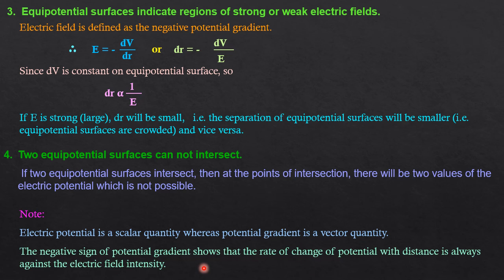So electric potential is a scalar quantity, whereas potential gradient is a vector quantity. So the negative sign, what it indicates, it shows that the rate of change of potential with the distance, that is E is equal to minus dV by dr. dV by dr is rate of change of potential with the distance. So the rate of change of potential with the distance is always against the electric field intensity. Okay, it is in the direction of decreasing electric field intensity, you can say.